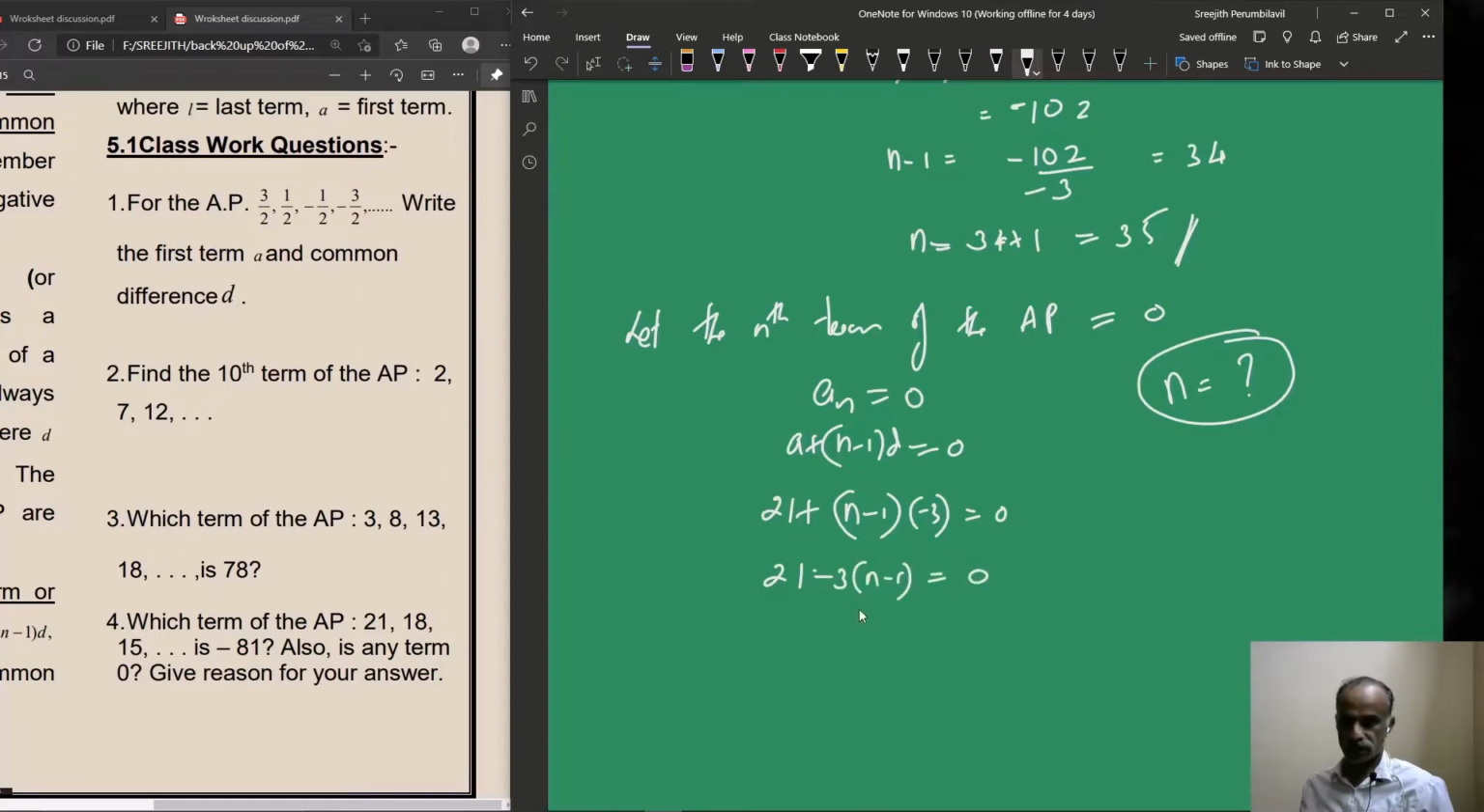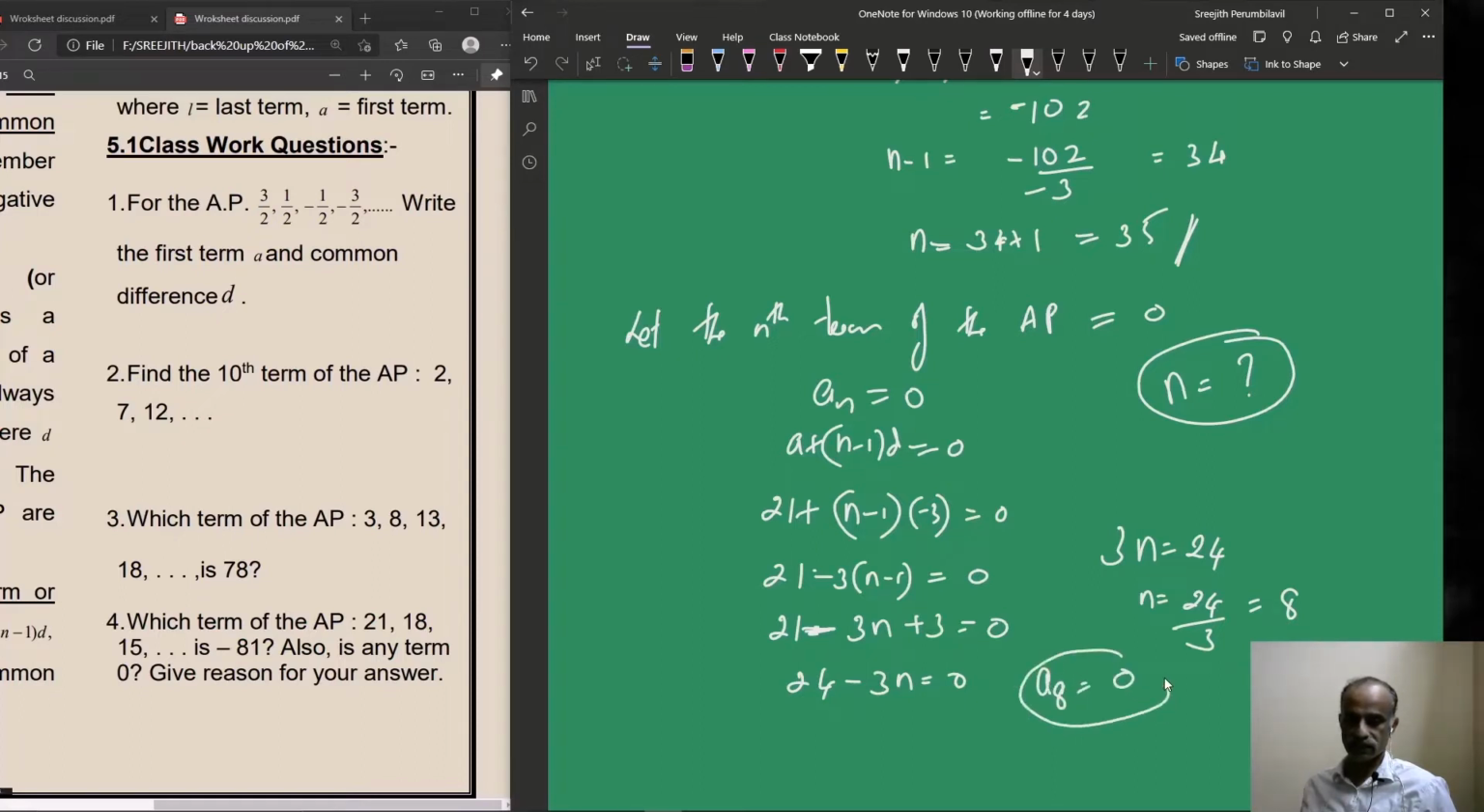In order to avoid confusion, I am writing one more step, otherwise I could have written directly. 21 minus 3n plus 3 is equal to 0, or 24 minus 3n is equal to 0. That means 3n is equal to 24, or n is equal to 24 by 3, that is equal to 8. That means 0 is the 8th term. The 8th term, a8, is equal to 0.